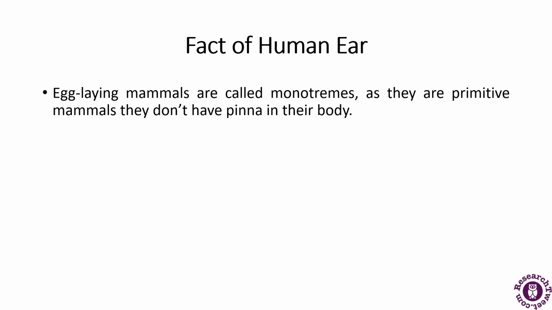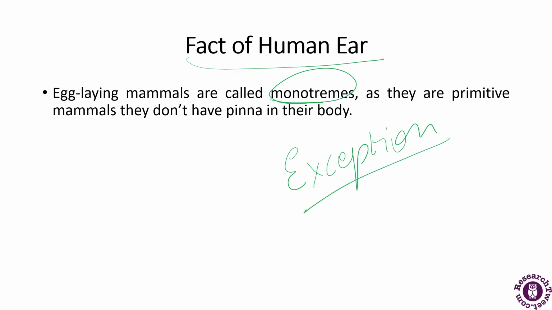Now some fun facts about the human ear as well. There are egg-laying mammals called monotremes, which are primitive mammals that do not have a pinna in their body as other mammals have. This is one of the exceptions which we have studied. So this is a fun fact of the human ear.